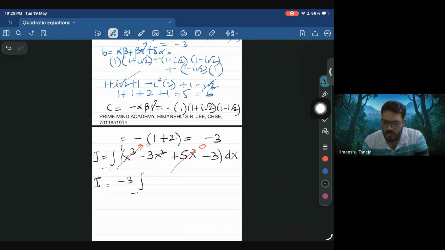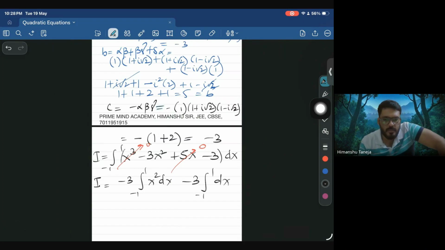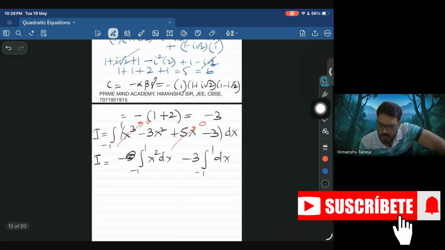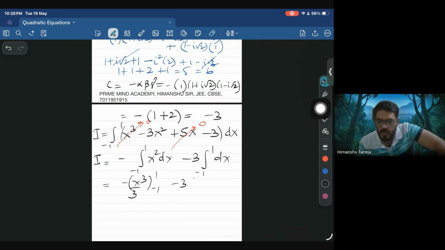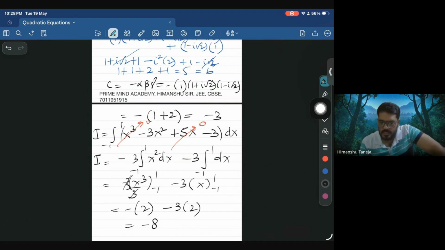So minus 3 into the integral from minus 1 to 1 of x square dx, and minus 3 times the integral from minus 1 to 1 of dx. Taking the common term, I'll be integrating this particular condition, minus of x cube by 3, integrated from minus 1 to 1, and minus 3 integrated from minus 1 to 1. So this value will become equal to minus of 2 and minus 3 times 2. The answer becomes equal to minus 8.